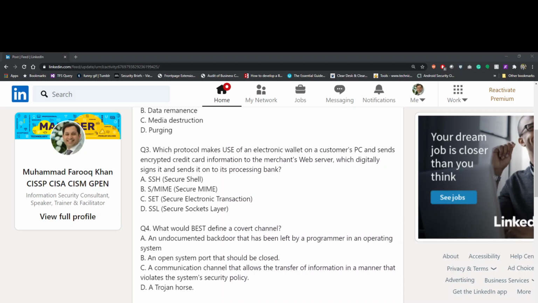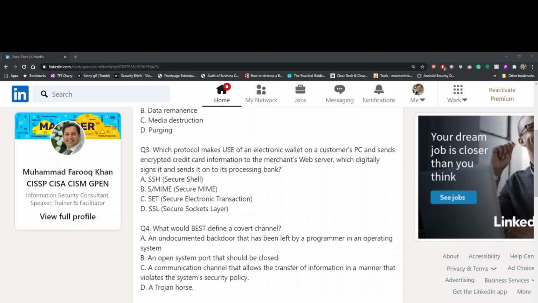So option B, an open system port that should be closed. No, that's again not a covert channel. Even though it can be used for communication and transmission for a covert channel, but again, that's not the definition. The definition is option C, which states a communication channel that allows the transfer of information in a manner that violates the system's security policy. So that's basically the definition of a covert channel.